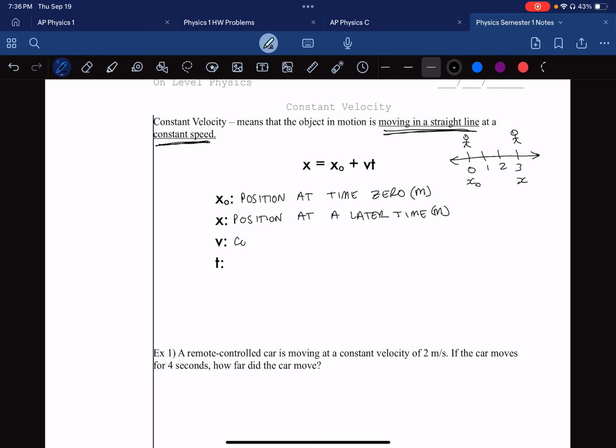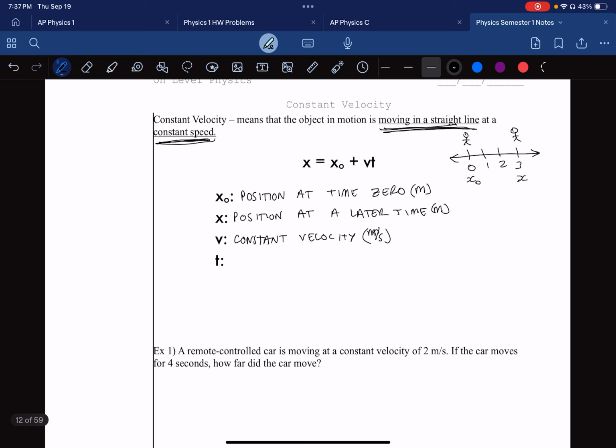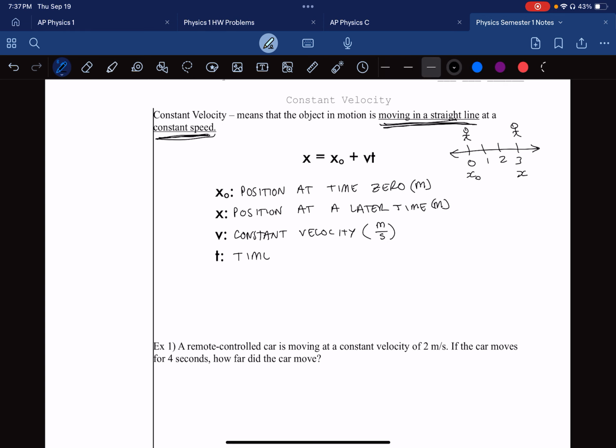Okay, v is our constant velocity for our object. If the object is not moving at constant velocity, if it's not moving in a straight line or moving at constant speed, this equation doesn't work. The units, we pronounce it as meters per second, but maybe the better way to write it is meters over seconds like this. Meters per second is what we say. The way we write it is like that. Okay, and the last thing is time. So this object might be traveling for some amount of time. The units we use there are seconds.